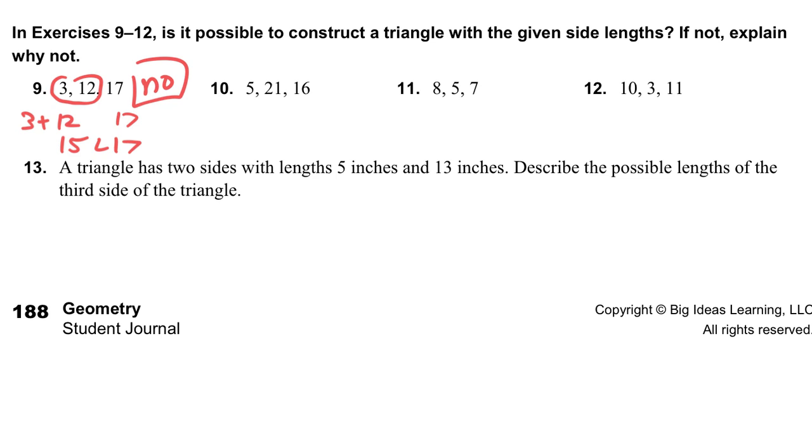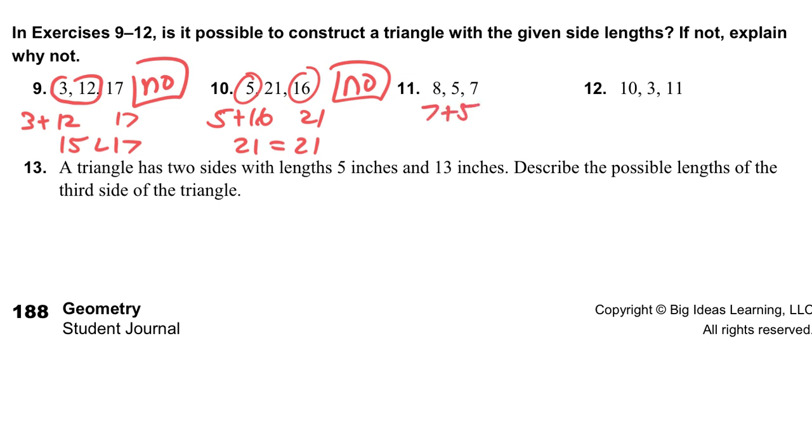All right, number 10. Remember, the easiest thing is just take the two smallest ones. 5 plus 16, compare that to 21. 21 and 21 are the same. Again, this would be a no. And why? The triangle inequality theorem says that the two smaller sides have to be greater than the third side when you add them together. So that's a no.